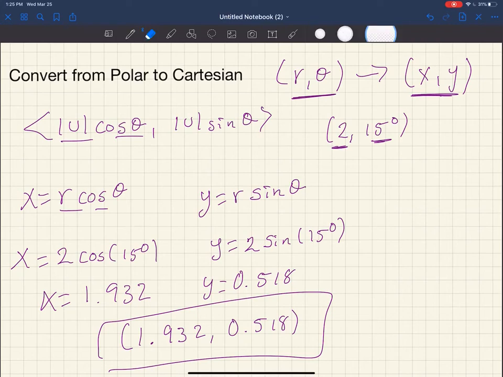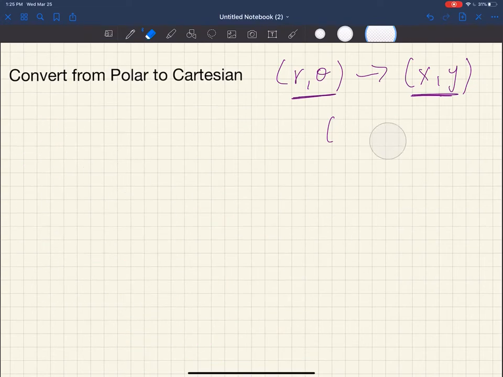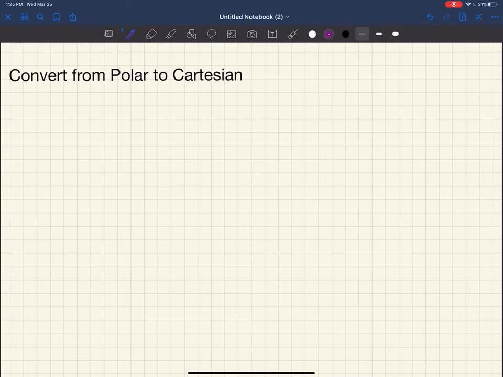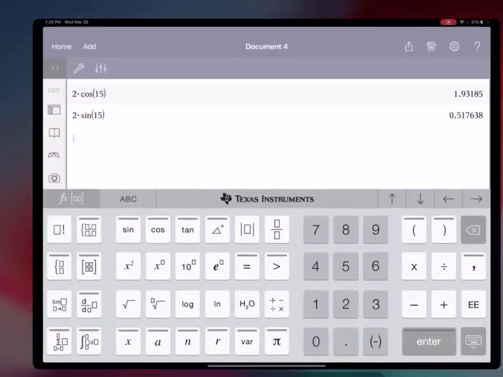They can also give you the problem in radians, which you will have to work out the same way. All you have to do is be careful that your calculator is changed to radians. For example, (3, π/2). Again, x equals r cosine θ, y equals r sine θ, plug them in. 3 times the cosine of π/2, y equals 3 times the sine of π/2. Go to your calculator.